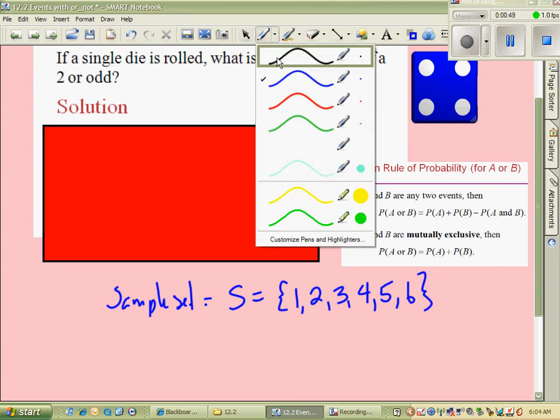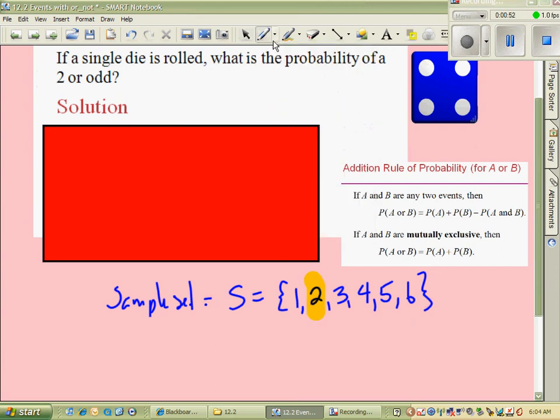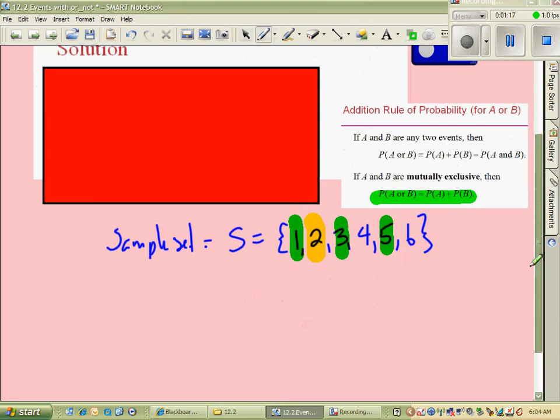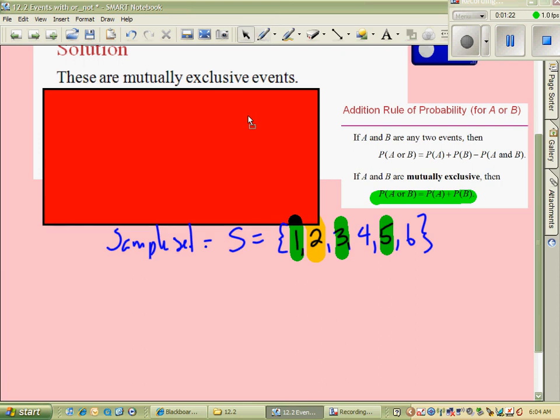Okay, so the thing is this. Here's my 2. There's my odds. Do they happen at the same time? No. So they are mutually exclusive, excuse me, because they do not happen at the same time. Therefore, we can use this bottom equation. So in this case, it's a much easier problem to set up because we don't have to take away that other piece.